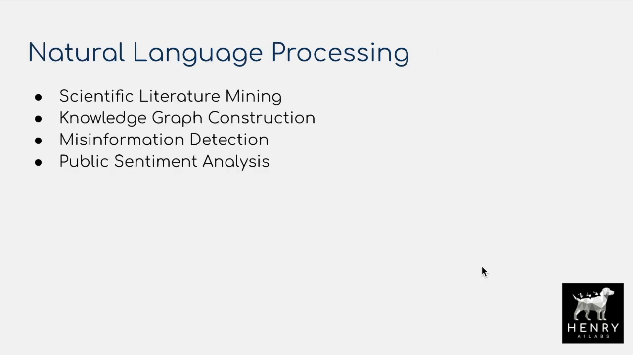Before diving in deeper, here's a quick sense of the applications that will be covered. Within natural language processing, we look at scientific literature mining, where we have datasets of scientific papers and we want to develop information retrieval systems, fact verification, question answering, or maybe even abstractive and extractive summarization systems. We'll also look at the automated construction of knowledge graphs, misinformation detection, and public sentiment analysis.